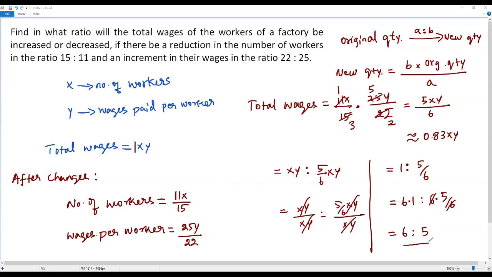Now look at this ratio from left side to right side. So is it getting increased or decreased? Clearly, it's getting decreased from 6 to 5. So after the two changes given in the question, the total wages of the workers of the factory is decreased in the ratio 6 to 5.